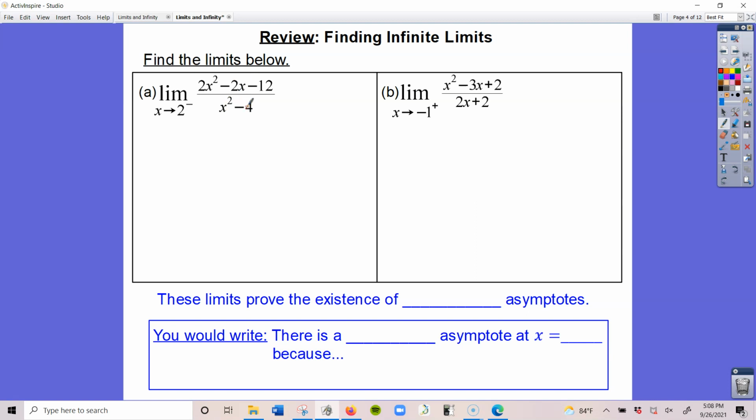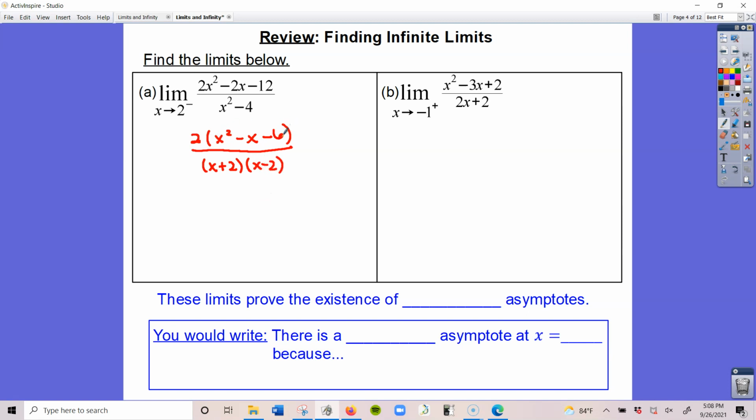So remember our different methods for evaluating limits. We have a rational function, so we're going to attempt to factor. Now in the numerator, I notice every number is divisible by 2, so I'm going to factor out a 2, which would give me x squared minus x minus 6 over x squared minus 4, which is a difference of squares, so that would give us x plus 2, x minus 2.